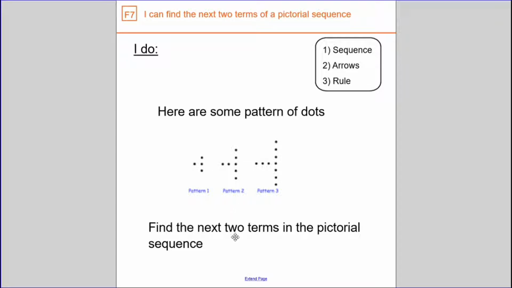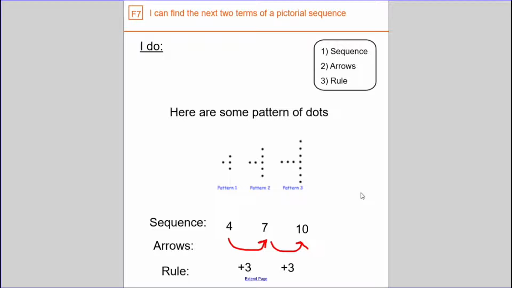Find the next two terms in the pictorial sequence. So we are asked to find pattern number 4 and pattern number 5. So the first thing we need to do is, below our pictorial sequence, we need to write a numerical sequence, arrows and our rule. So let's count the pattern of dots.